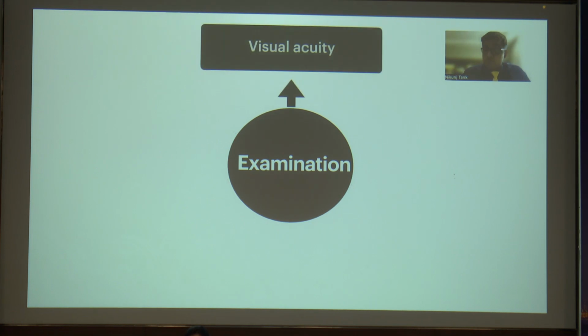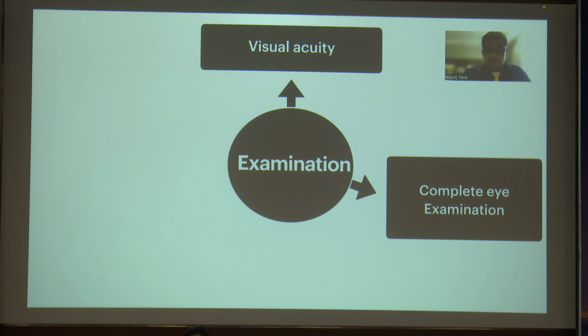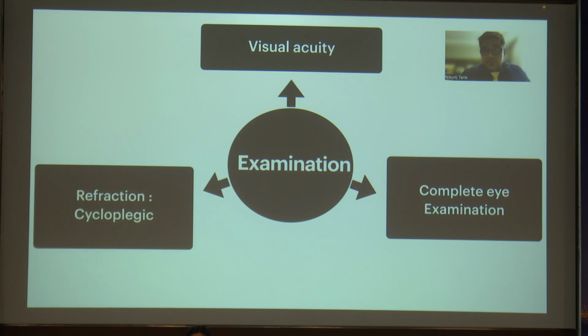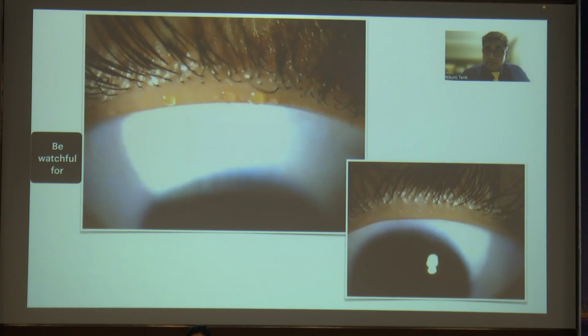Examination includes visual acuity, uncorrected and best corrected. Apart from that, detailed clinical examination including slit lamp biomicroscopy and dilated fundoscopy is very essential. Refraction needs to be done using a cycloplegic agent for both hyperopia and myopia. During clinical examination, be watchful for meibomian gland dysfunction, because that can lead to worsening of dryness after the surgery and it has to be treated preoperatively.